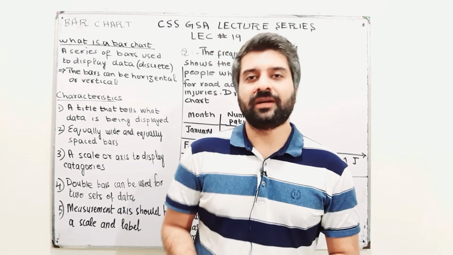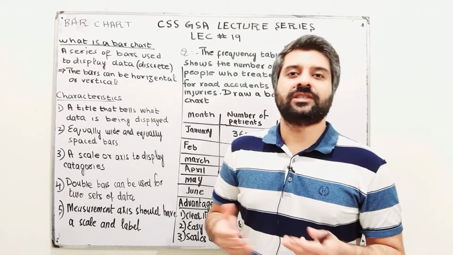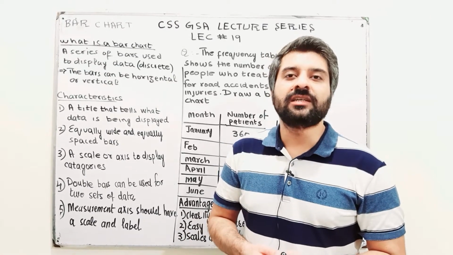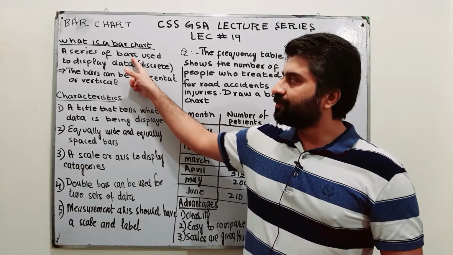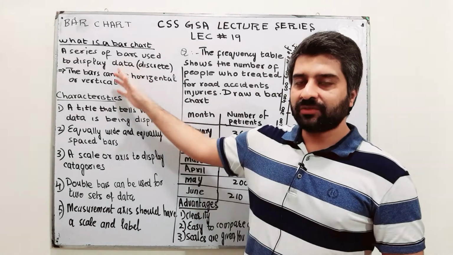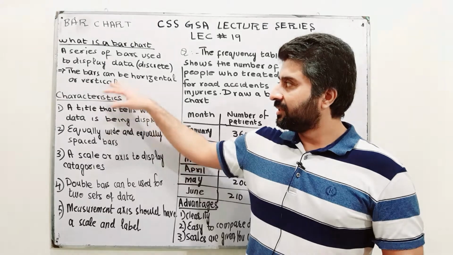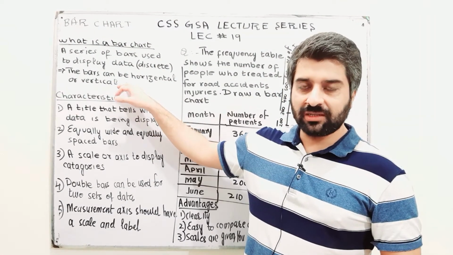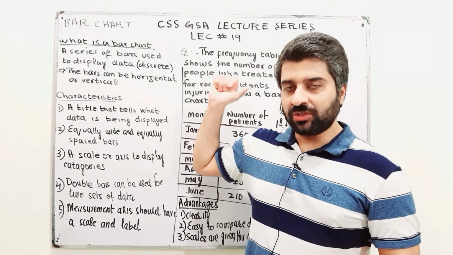So what is a bar chart basically? As you can see, a bar chart is basically a chart in which we have bars to display the data. A series of bars used to display data, and the data is mostly discrete. Well, that is a bar chart. The bars can be horizontal or they may be vertical. I will come back to these terms when I solve the question.